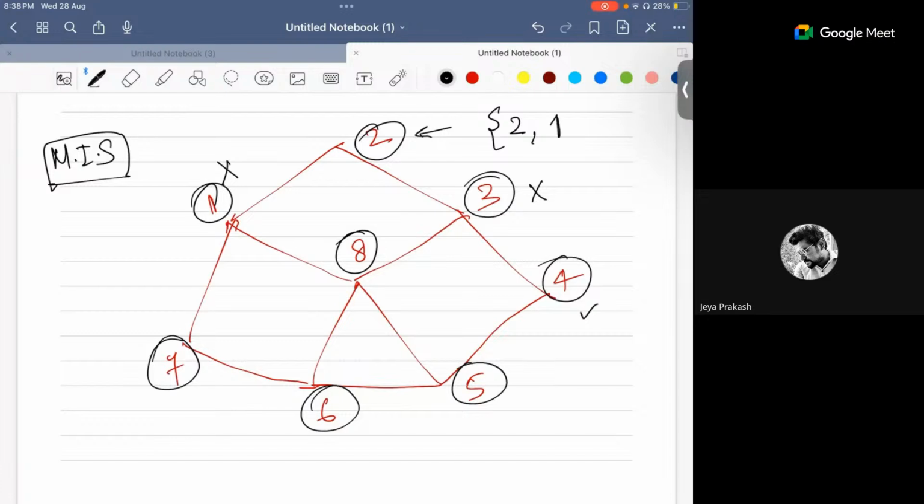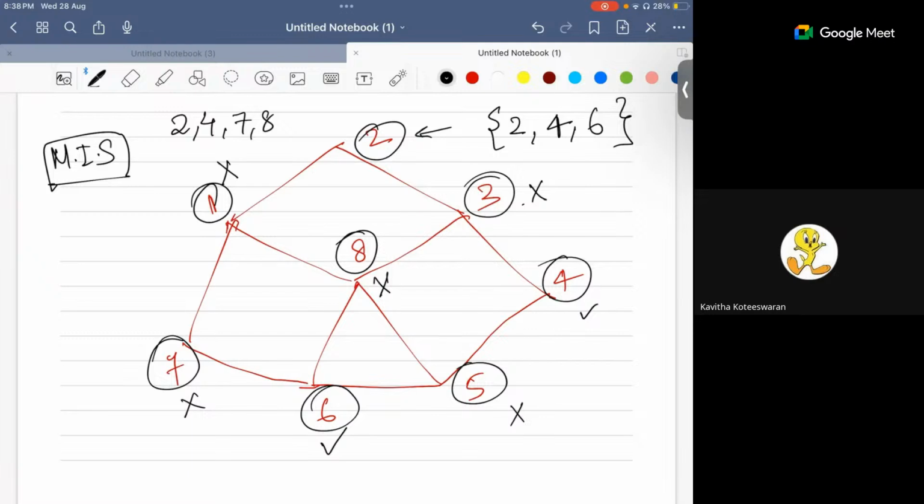If I'm taking 4, I can cut down 5. 3 is already cut down. Next I can take 6. If I'm taking 6, I'll cut down 8, 5 and 7. What is left? So this can be our maximum independent set, right? 2, 8, 4, 7 would be higher, as in cardinality will be higher. 2, 4, 7, 8.